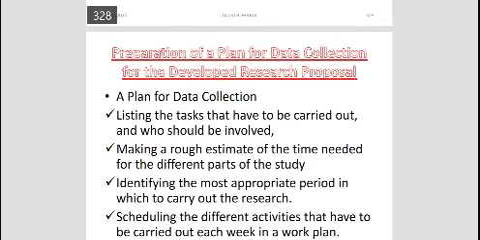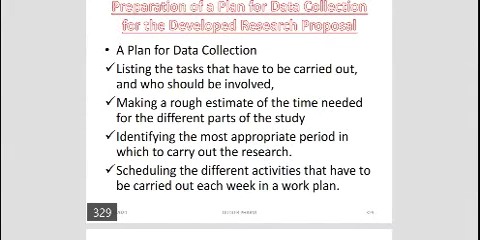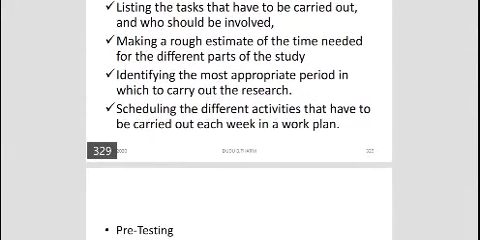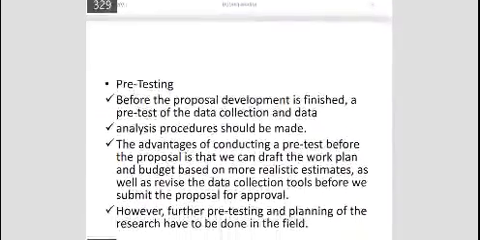So these are the preparation of the plan for data collection. When you plan for data collection, this should be laid out. A researcher should estimate the time, know the task, know the responsible person, and schedule the activities. I think this is well understood. Let's go to pre-testing.